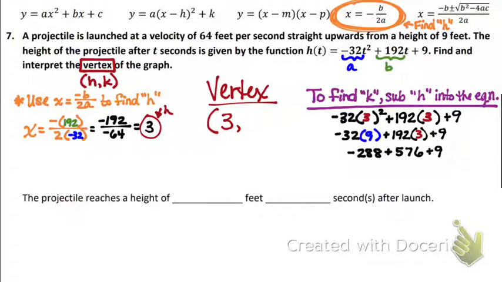Then we add those pieces together. Negative 288, 576, and 9. What do we get? 297. This is our k value. So that's the other part of the vertex.